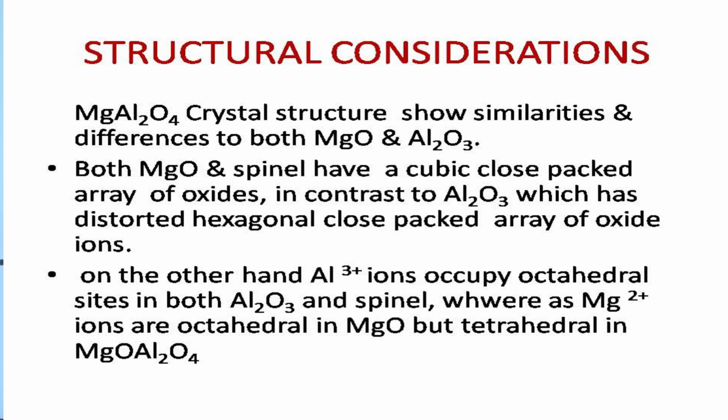Now, what are those? Both MgO and spinel, which is your magnesium aluminate, the final product, have a cubic close packed array of oxides. That means they have similar structures. In contrast, and this is a difference, aluminum oxide has a distorted hexagonal close packed array of oxides. So one has a cubic packed array of oxide, another has a distorted hexagonal array of oxides. Therefore, magnesium oxide is much closer to the spinel that you are making, whereas the aluminum oxide is much different from the spinel that you are making.